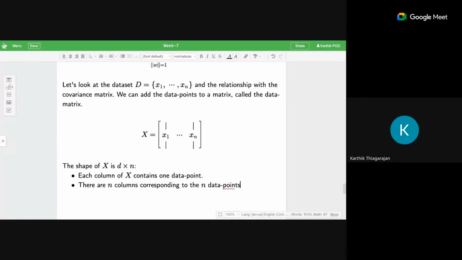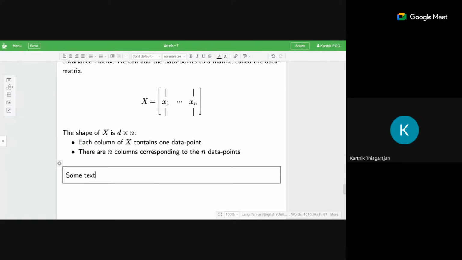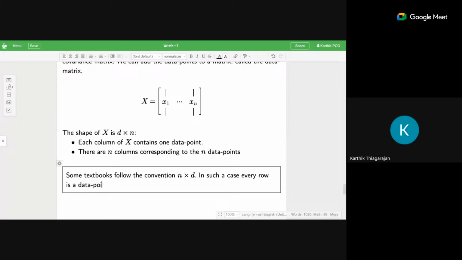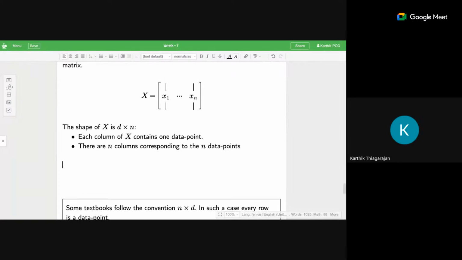I'll also add this as a remark. Some textbooks follow the convention n cross d. That would mean that every row is a data point, okay, and there are n rows. So that is equally valid. So in such a case, every row is a data point. Okay, so that is what we need. That's what we'll start with.